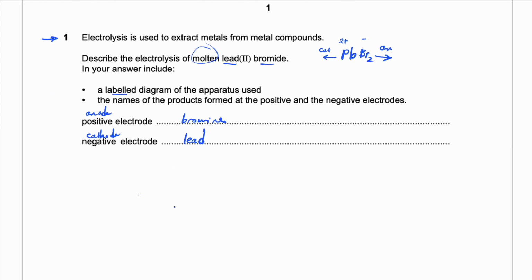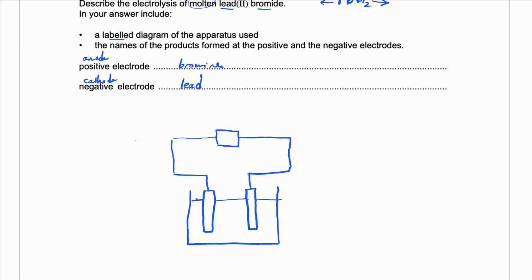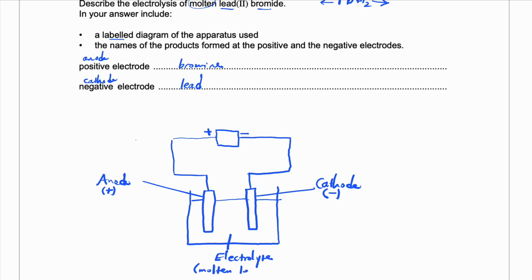Now for the labelled diagram, this is a quick diagram. Of course, in the exam, you should use a ruler and a pencil. And here we have the anode, which should be connected to the positive terminal of the battery. And there we have the cathode, which should be connected to the negative terminal of the battery. So anode is positive and cathode is negative. And in between, we have the electrolyte, which is molten lead(II) bromide.